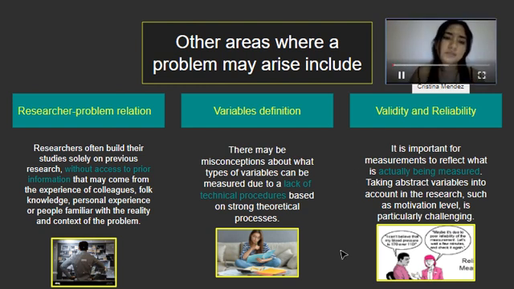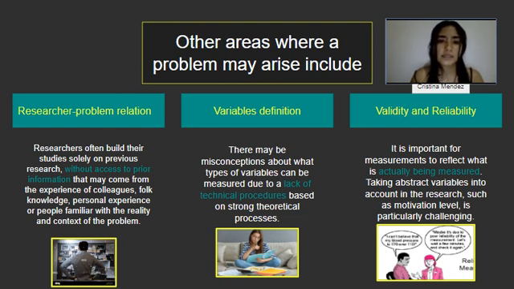There are other problems during the research, and the first is the researcher-problem relation. Here we can see that researchers usually base their study only on previous studies without obtaining information from college experience, popular wisdom, personal experience, or people who are part of the problem or are in the context. Then the students end up facing serious problems trying to adapt the whole research or research tool to different realities. And the second is the variables definition.